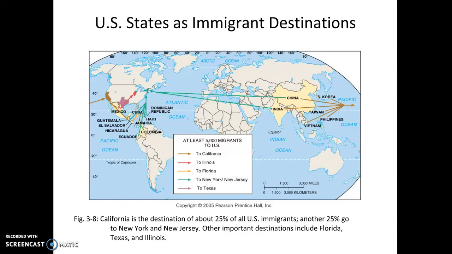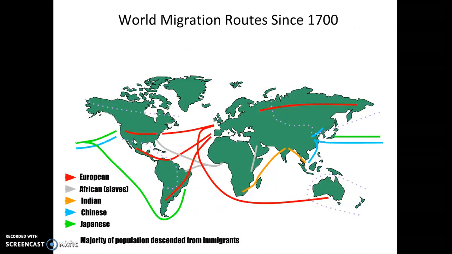So let's talk about the immigration in the United States as immigrant destination. So again, we just talked about this in terms of where we see these migrants. We talked about this in the 3-2 impact of immigration on the United States. Please reference this map and you can get an idea of where people are traveling to. World migration routes since 1700s.